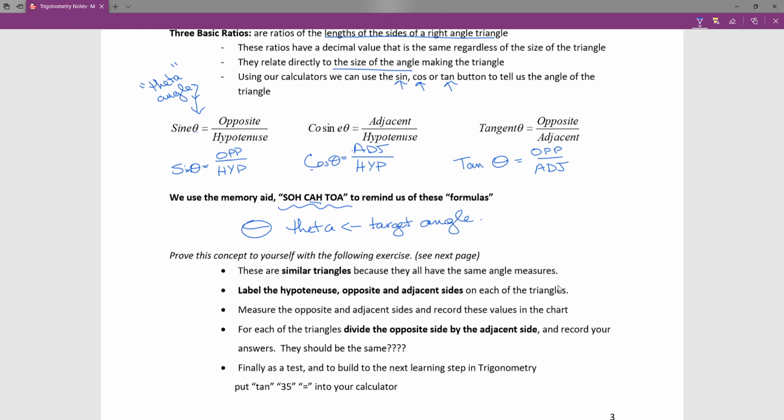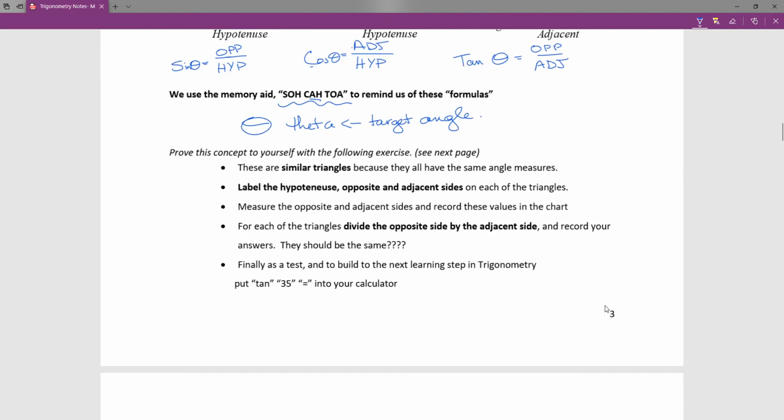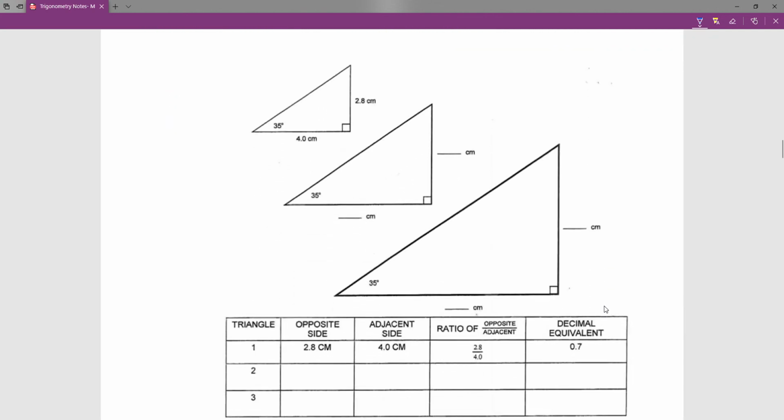Okay, so to prove this concept to yourself, this is not the best exercise. I pulled it from the old resource that we used to use. I'm going to change it slightly for use this time. Basically, what we're supposed to be doing with the next page is proving to ourselves that this actually works. So I'm going to flip past the instructions there. You get the benefit of the video and me showing you what we're going to do.